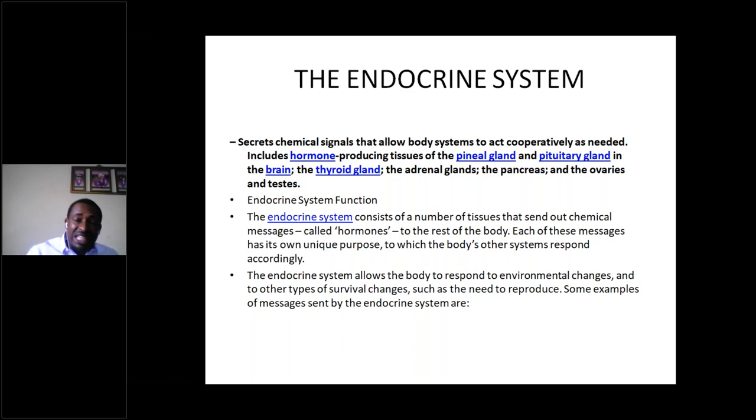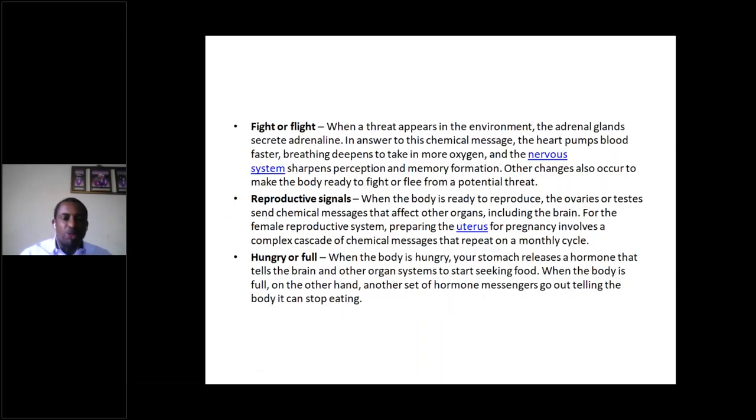So a hormone can be released to a system in the body, then the system will cause an organ to respond in a way so that even you that is looking at the person, you will see the impact of those chemical coordinations in the body. So the endocrine system will allow the body to respond to environmental changes and other types of survival changes. So it's a system that helps us to respond. So it's like a fight, flight, reproductive, hungry and full signal system.